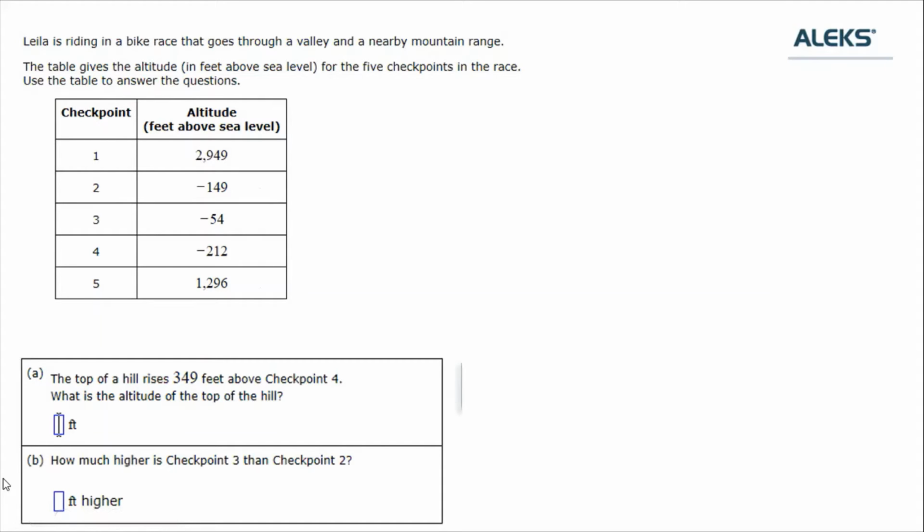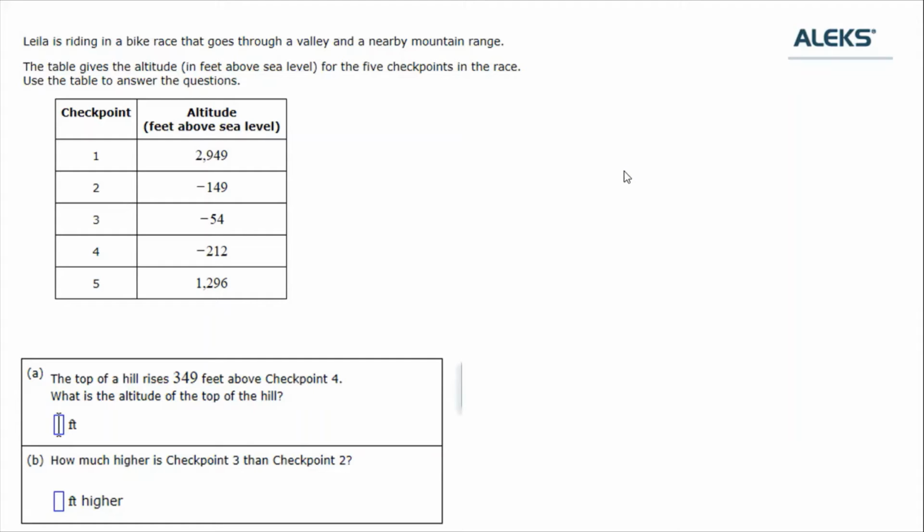The questions we have to answer are these. Question A says the top of the hill rises 349 feet above checkpoint 4. What is the altitude of the top of the hill? That's question 1. And question B is how much higher is checkpoint 3 than checkpoint 2? How much higher?